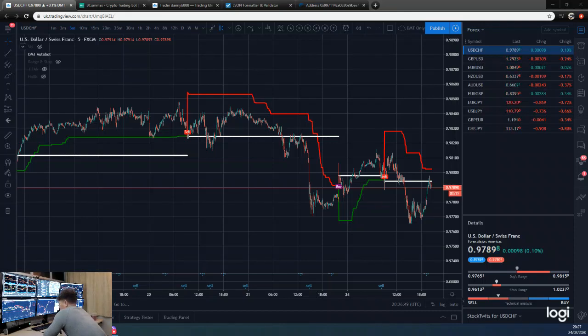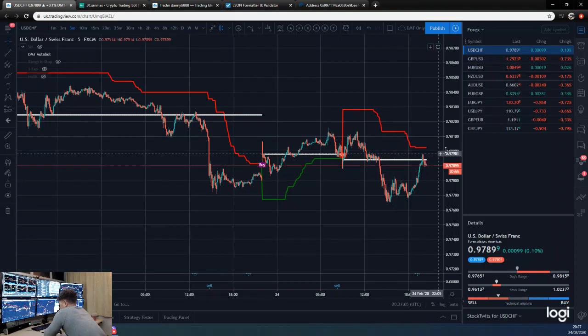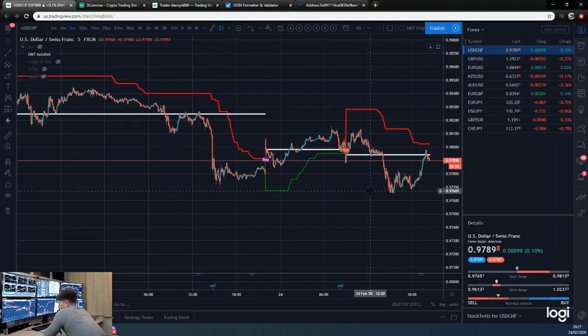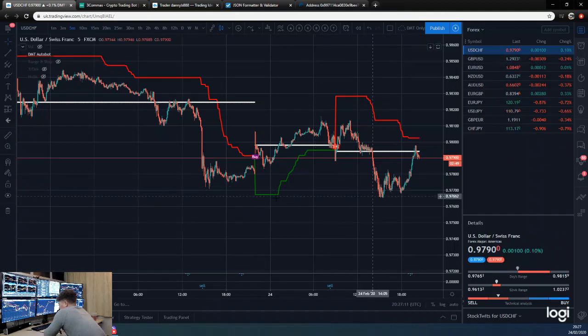So today we're going to do something a little bit different and have a look at some Forex pairs. We'll start off with the US dollar Swiss franc, and just see what we can spot with the DMT indicator. We've got this on the 5 minute because we're looking for day trades. See what comes up. But yeah, we actually got a sell here recently.